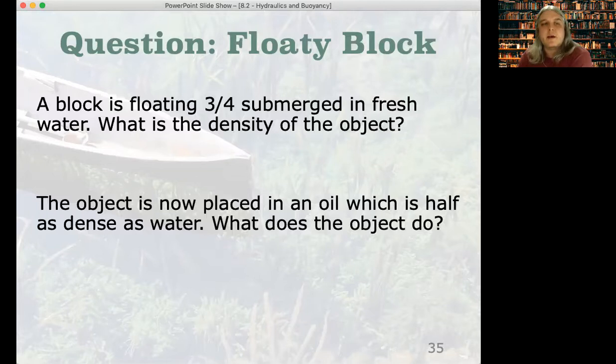And then there's a second part to the question which says, if we take that object that was floating 3/4 submerged in fresh water and put it in an oil which is half as dense as water, what does the object do? So a few things to unpack in this question, bit of stuff to think about.